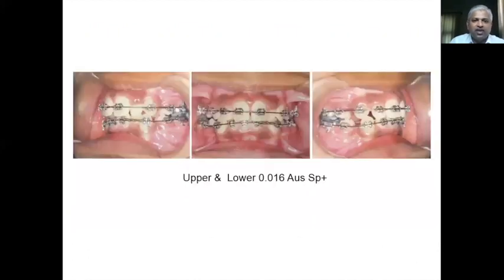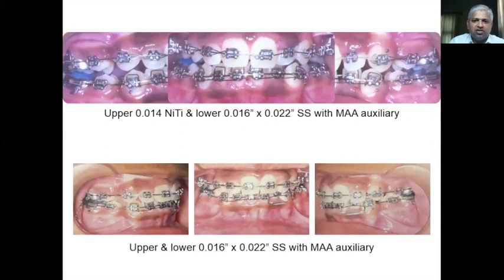The treatment progressed and she was placed on upper and lower 6 Australian special plates with open coil spring to create space in relation to the lateral incisor. She was placed on upper 148 and lower 1620 stainless steel with a more auxiliary. And I hope that everyone of you knows that the more auxiliary is one of the very important auxiliaries which can be used to move a tooth bodily. We know that a bodily position of the lateral incisor is needed, as in this case, where the lateral incisor is bodily positioned.